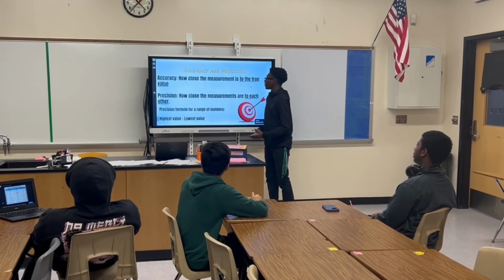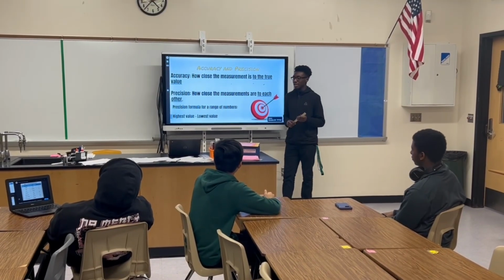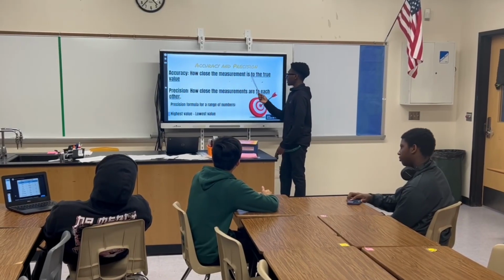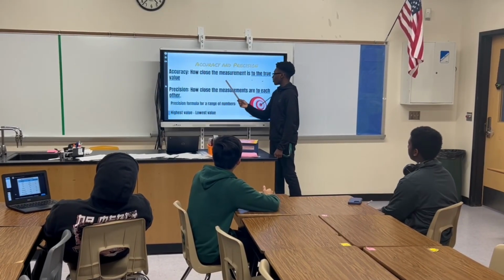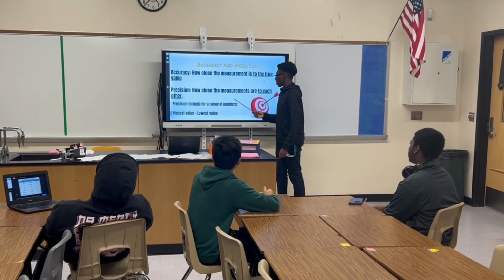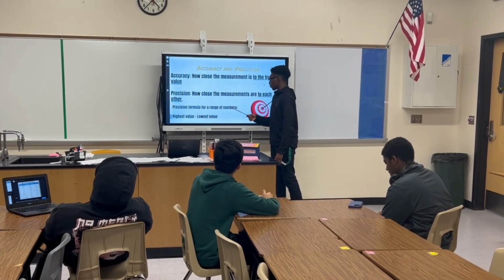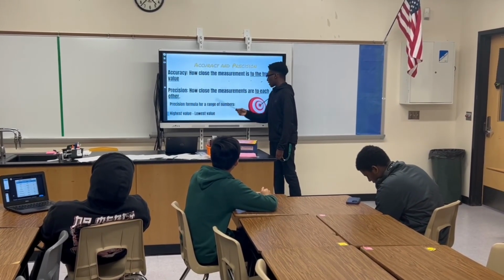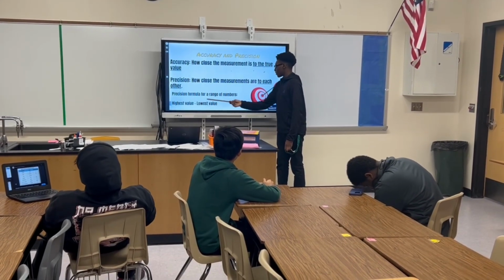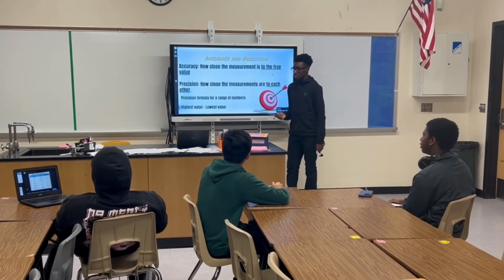All right, so now we have accuracy and precision, and these two things kind of get interchanged sometimes, but the difference is accuracy is how close the measurement is to the true value, and precision is how close the measurements are to each other, right? And the formula we use for precision for a range of numbers is highest value minus the lowest value. And we use this formula to determine if the range of numbers is precise or not.